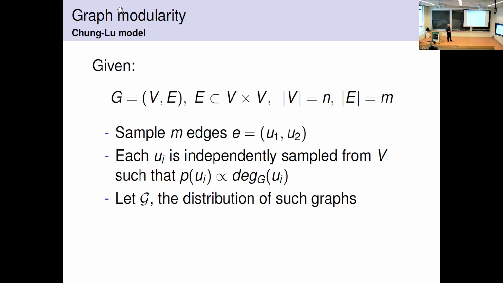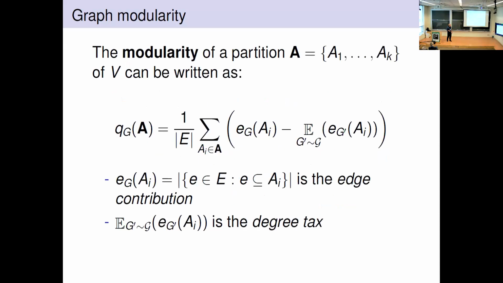So we need to talk about the Chung-Lu model. The Chung-Lu model is one of the simplest models after the Erdős-Rényi for graphs, where basically we have a degree sequence that we want to follow at least in expected value. So we have a graph, nodes, edges, fair enough. So we sample edges. The edges are sampled proportional to their degree, okay? So at the end of the day, you're going to have random models that have the expected degree distribution from where you started. So let's let G be the distribution of such random graphs.